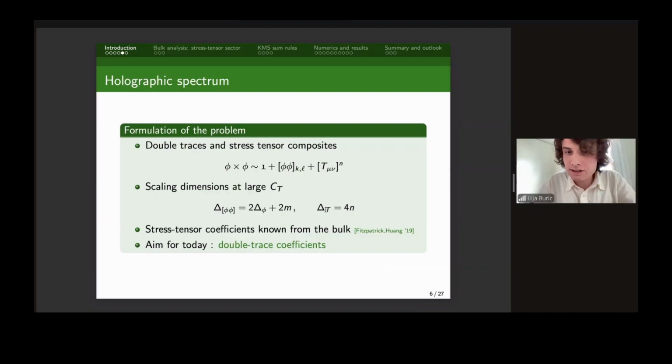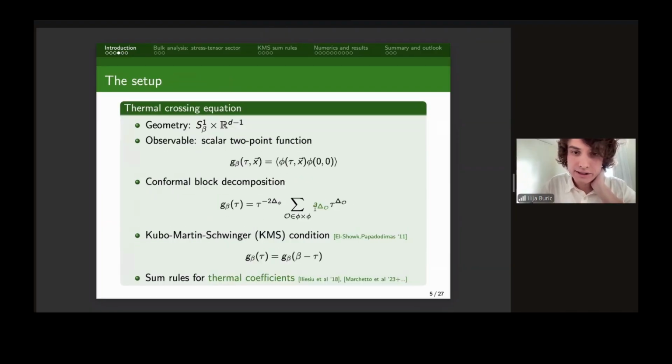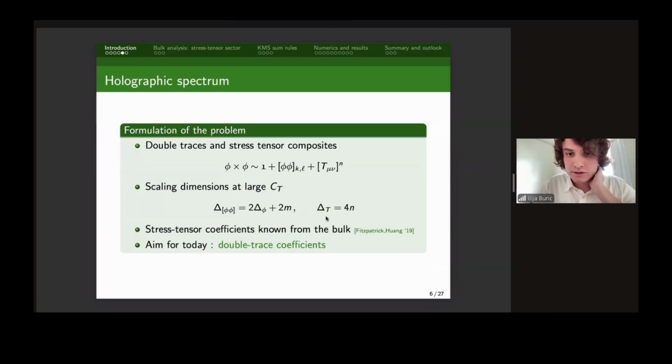So this delta T doesn't mean delta of the stress tensor, but it stands for a generic composite operator built out of stress tensor. And so it happens that the thermal coefficients of these guys associated with stress tensors are something that you can compute by analyzing the bulk equations of motion, and I will review this.